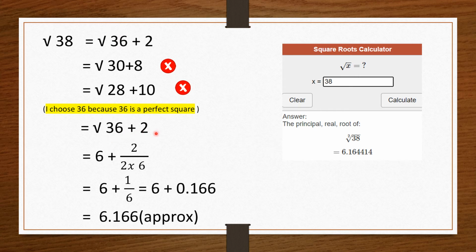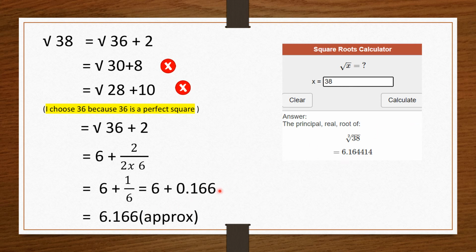So root of 36 plus 2 is nothing but 6 plus, and this is the new combination which we write, that is 2 divided by 2 times this number 6. So this 2 and 2 will get cancelled and you'll get 6 plus 1 by 6. 1 by 6 is nothing but 0.1666 and that gives you 6.1666 approximately. And here you can see the square root calculator picture which gives the answer as 6.16444, and definitely this is close to the answer which we got.